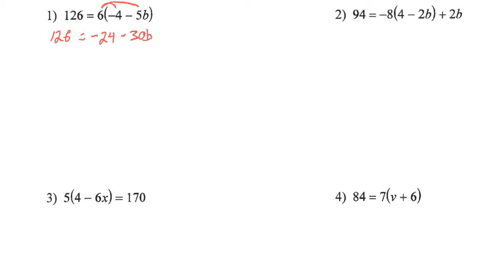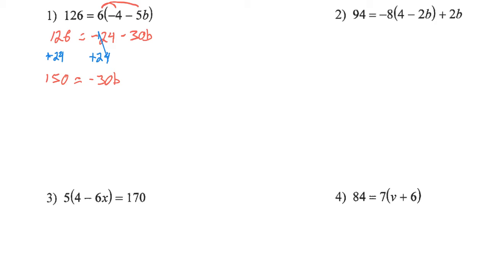And then your goal is to get the letter by itself. So you want to move that 24 to the other side. So when you move something, you do the opposite. Right? You add or subtract the opposite. So those 24s will now cancel, and we'll be left with 126 plus 24. It's going to be 150 equals negative 30b.